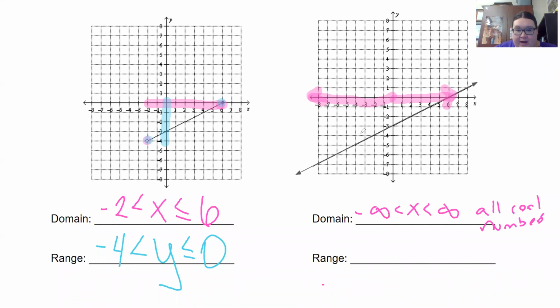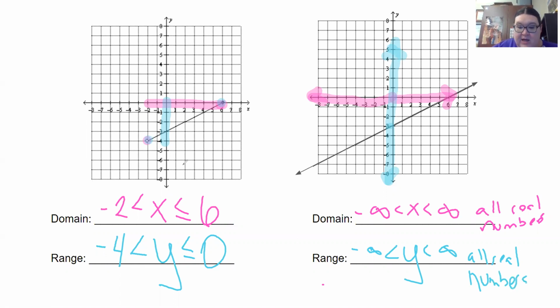Same thing on your range. So this graph with the arrow continues to move down forever and up forever. So we would say that its range is, again, -infinity to +infinity for y, or we would say all real numbers.